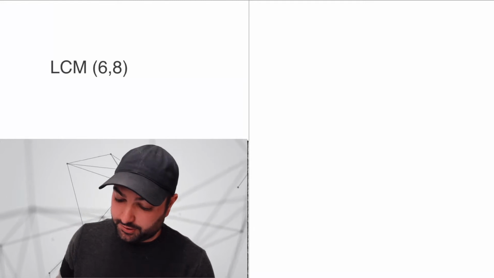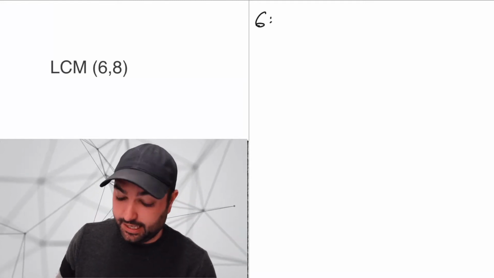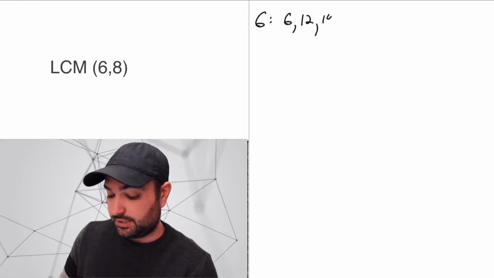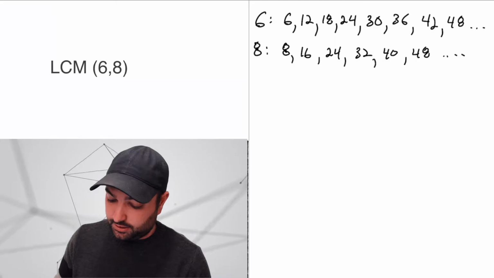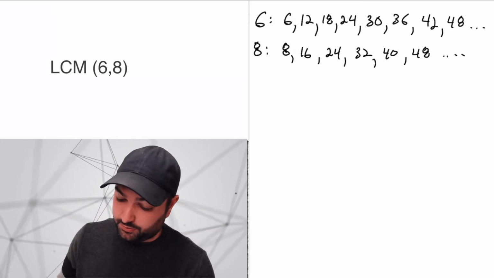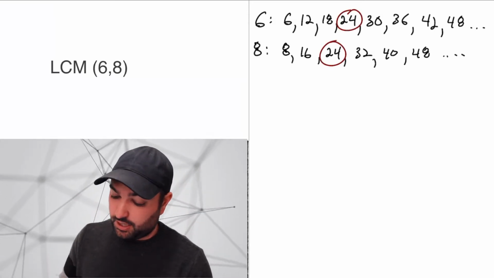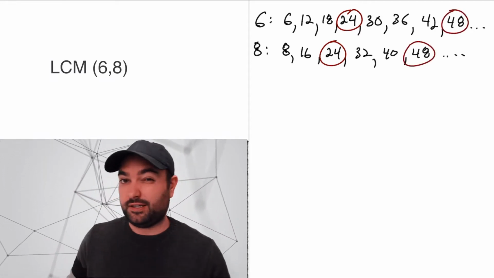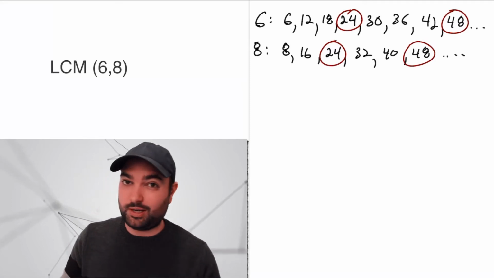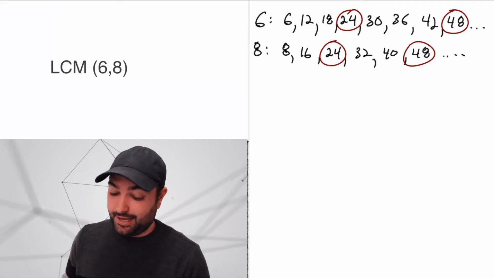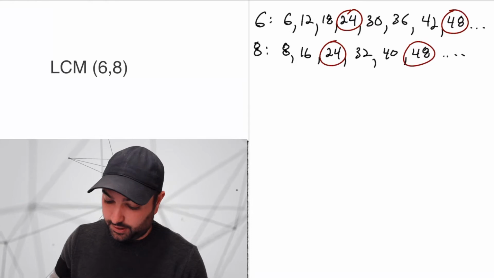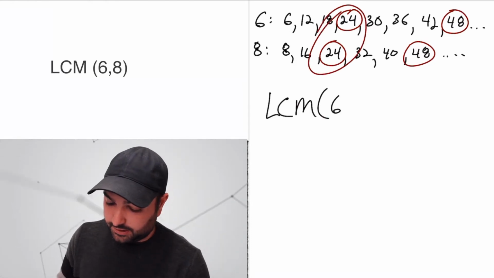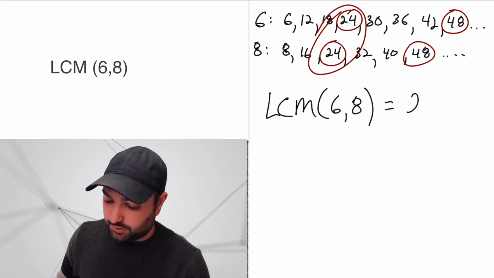In this method, what we're going to do is list out all of the multiples of 6 and 8. So for instance, let's look at 6. We have 6, 12, 6 times 3 is 18, and so on. Looking at the multiples, I have a common multiple at 24, and I also have a common multiple at 48. Now the point of this is to find the least common multiple. So there's actually only one least common multiple for 6 and 8, and that is 24. The least common multiple of 6 and 8 is equal to 24.